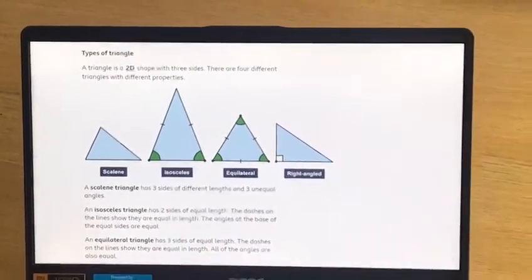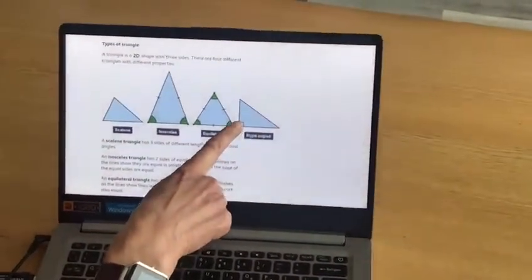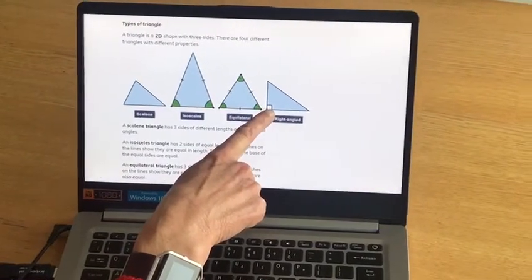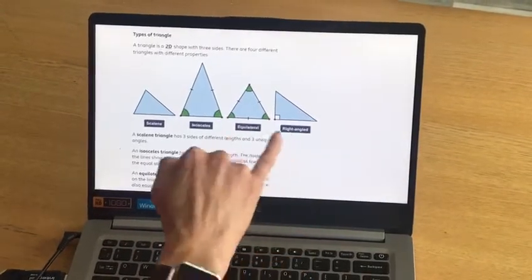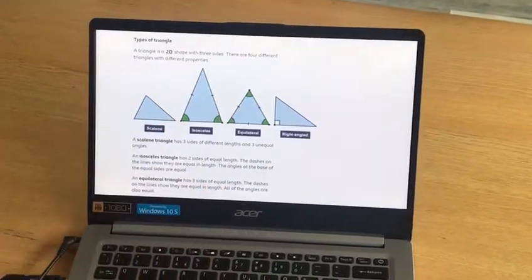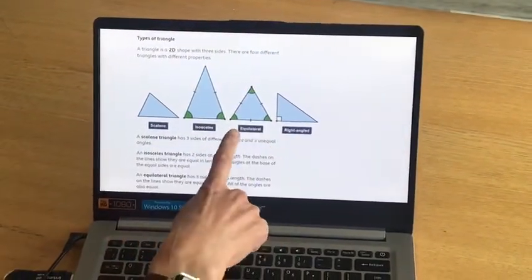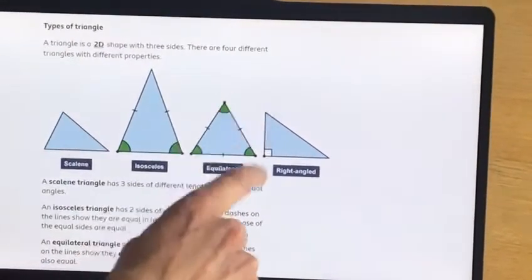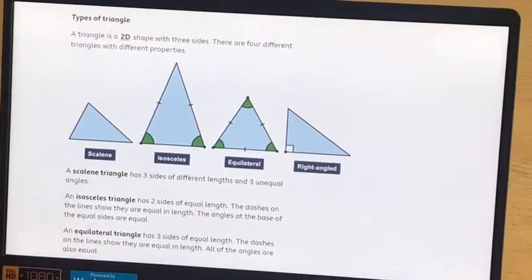Remember last week we looked at right angles? So this one is a right angled triangle. You can use your angle measurer and you can see this corner is 90 degrees. This triangle here, you will notice, has these little dashes. These dashes show that these sides are equal in length, and that's why it's called an equilateral triangle. As well as the sides being equal in length, the angles are also equal in size.